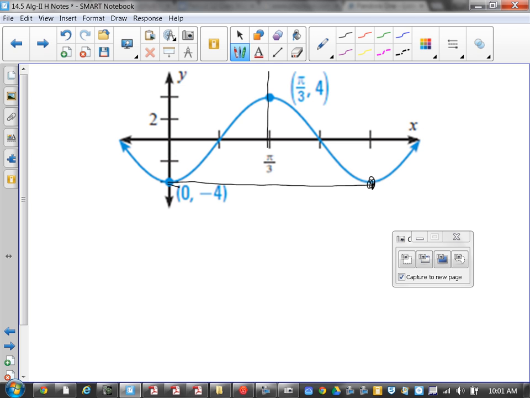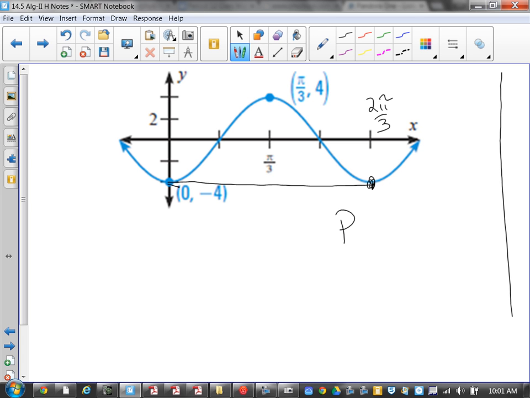Which means that's your halfway point, isn't it? So if your halfway point is at pi over 3, what's your period? 2 pi over 3. Your period here would be, I'd have to double that. So my period is 2 pi over 3, and we know that the b value is found with 2 pi over b.